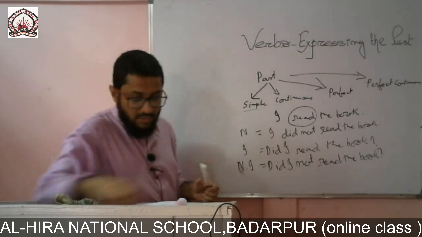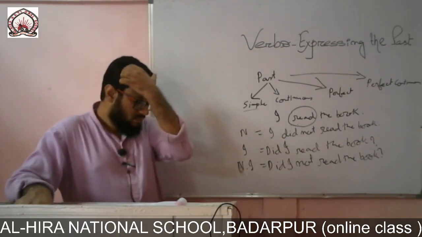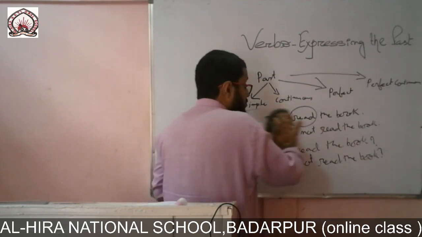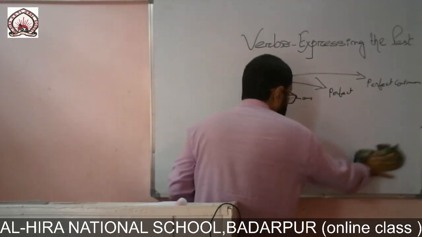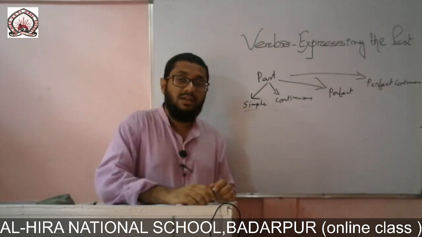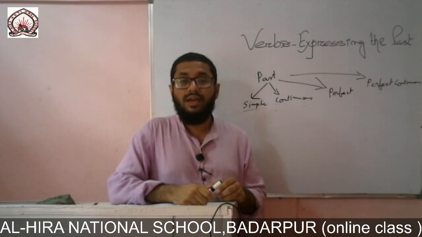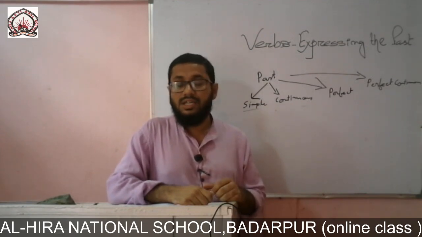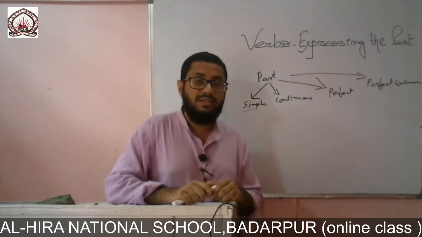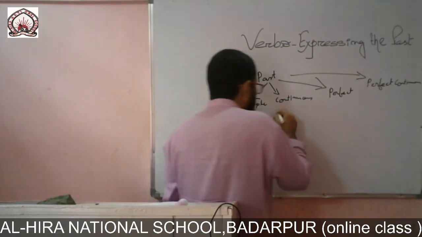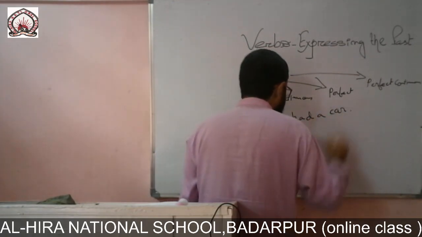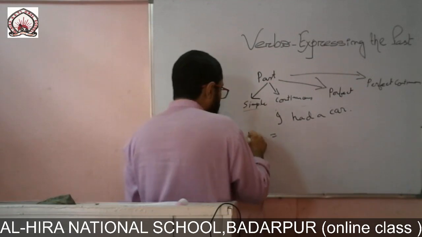Okay, now let's come to this part where we have to write another kind of sentences. Some sentences are there which do not have any direct verb. Instead of this direct verb, we are to use the auxiliary verbs. Okay, for example, I had a car. How to make it interrogative negative?